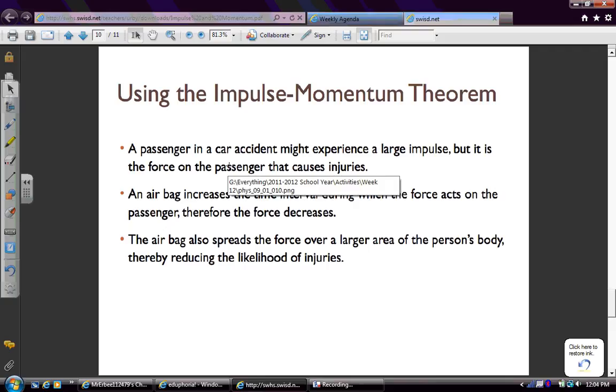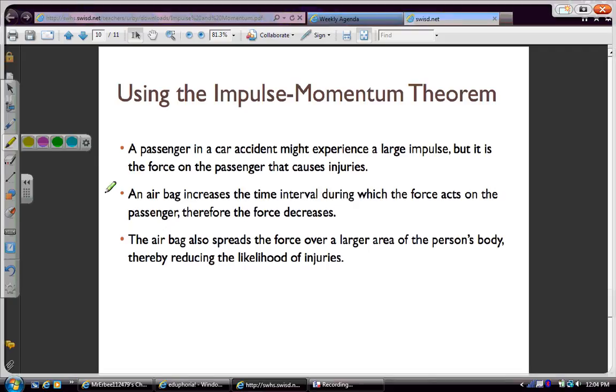Okay, so let's go ahead and take a look at some of the things about car crashes. If we take a look at an airbag, the airbag increases that time interval during which the force acts, so that decreases the amount of force that you feel. Okay, so the better the airbag, the longer it's going to cause you to move forward before it stops you. And that cushion, that increased amount of time before you stop, is going to decrease the amount of force you feel in your body.